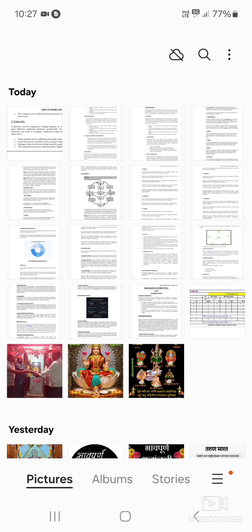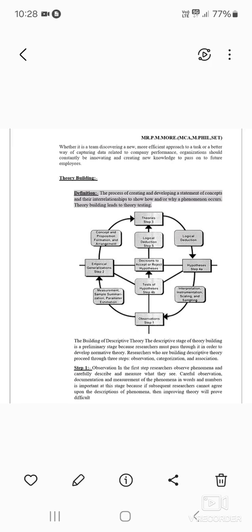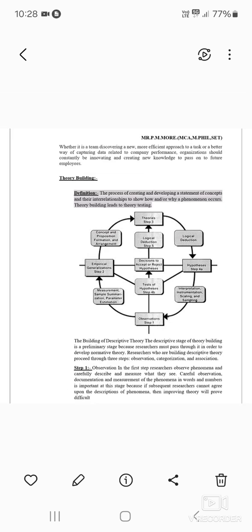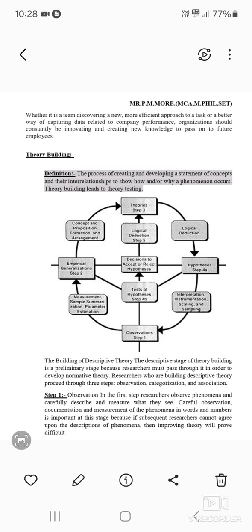The next question is theory building. It is the process of creating and developing a statement of concepts and their interrelationships to show how and why a phenomenon occurs. Theory building leads to theory testing. Here is a diagram of theory building. Building descriptive theory: the descriptive stage of theory building is a preliminary stage because researchers must pass through it in order to develop normative theory.